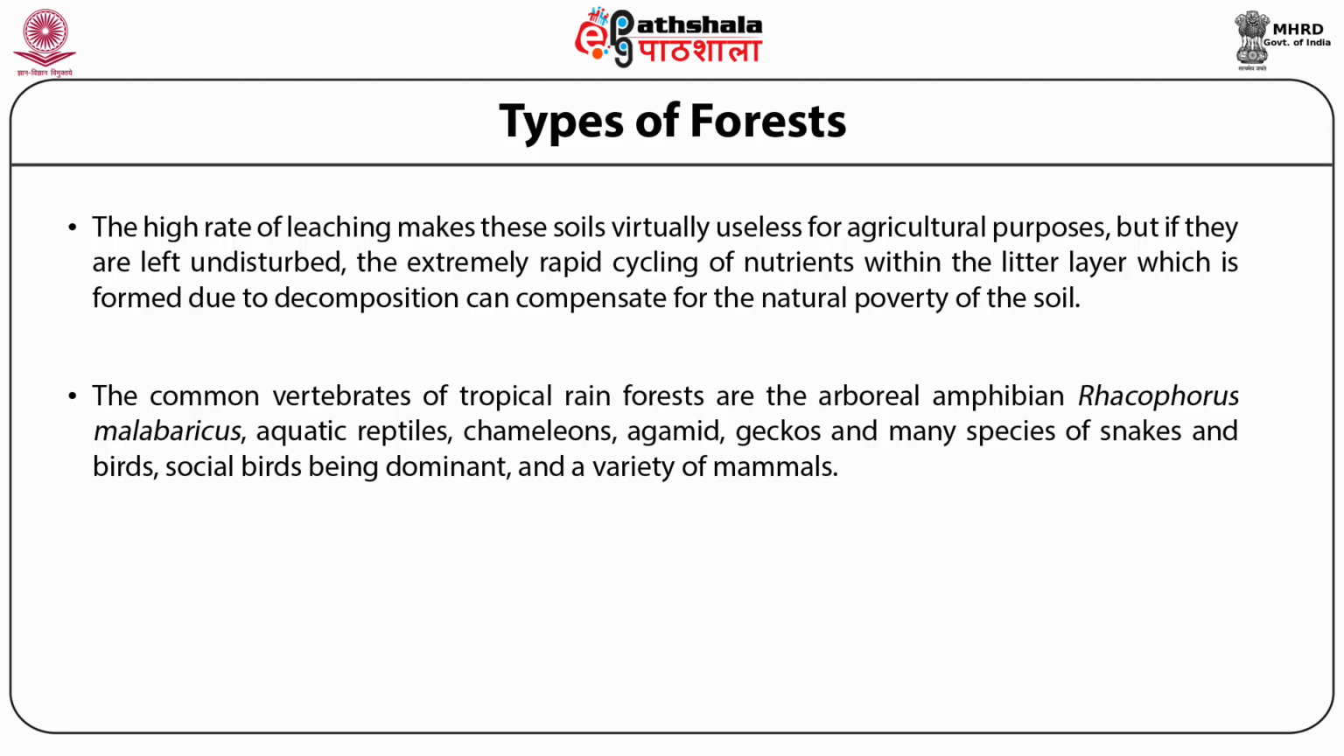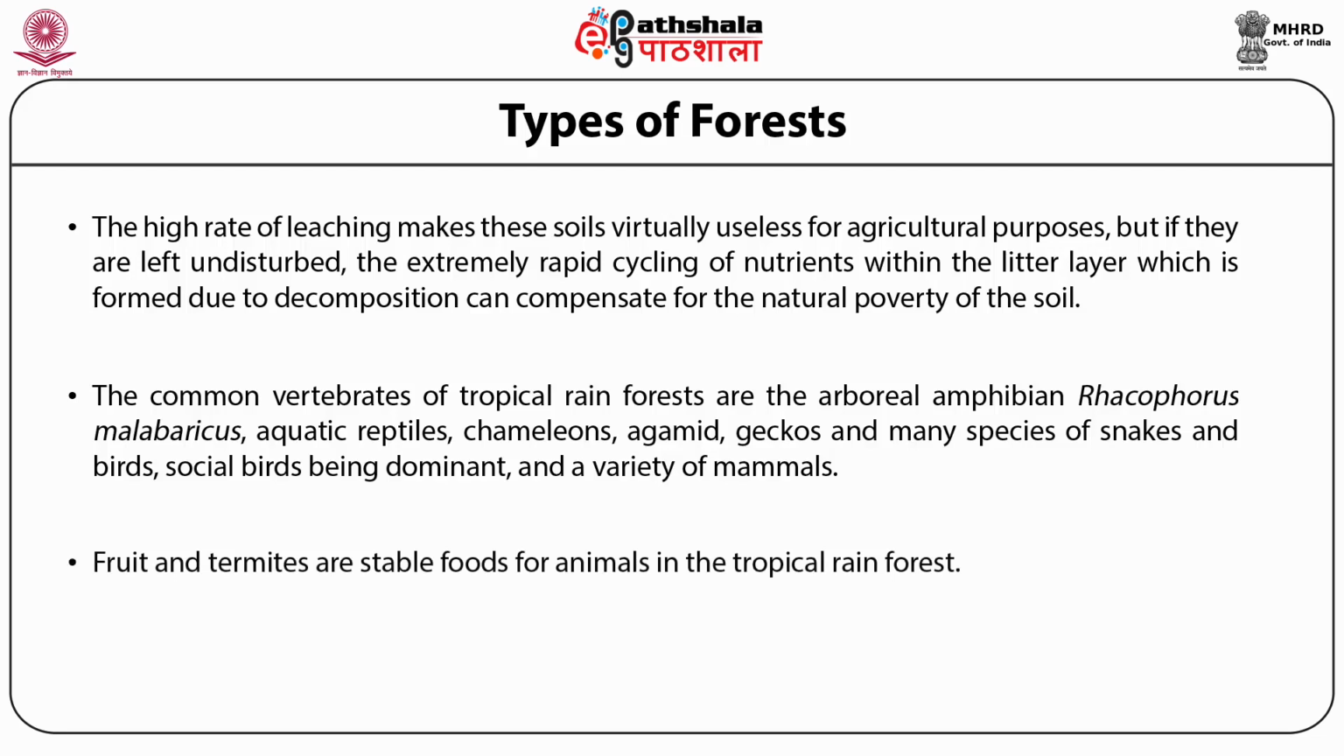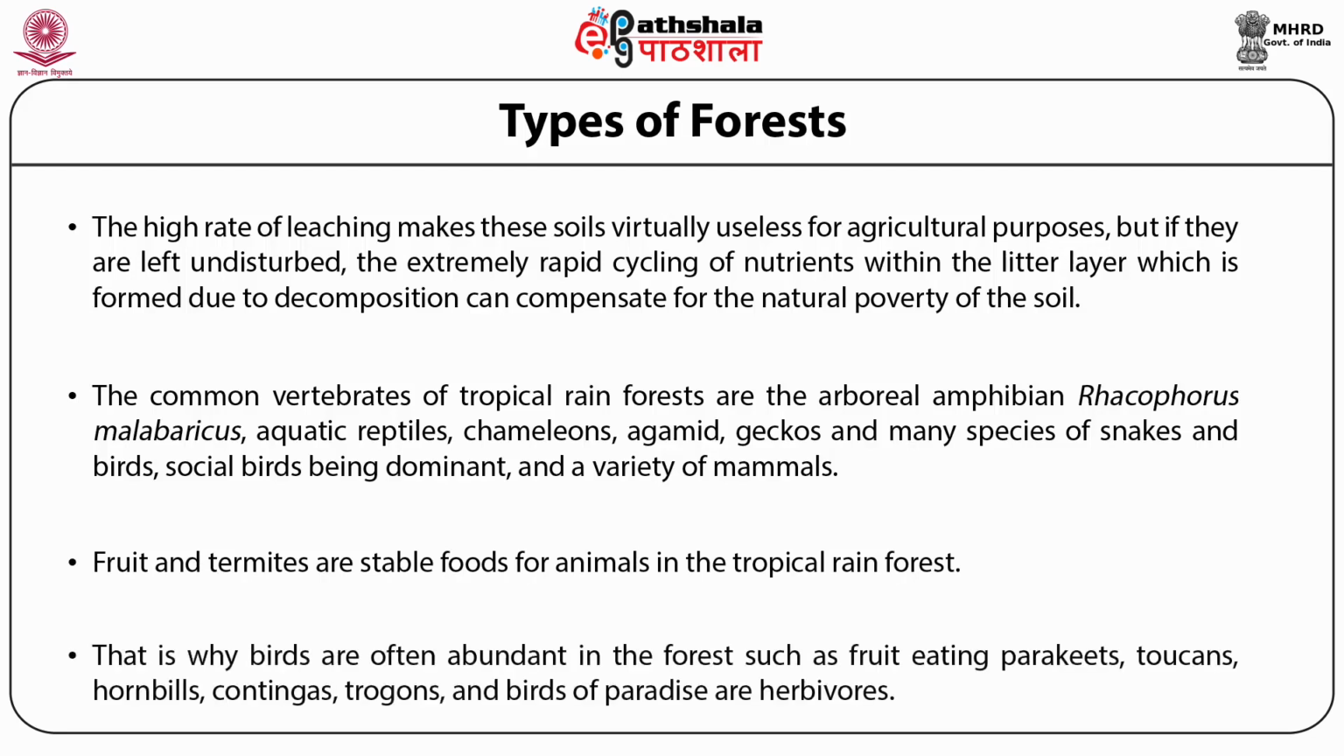geckos, and many species of jungle cats, anteaters, giant flying squirrels, monkeys, and sloths. Fruit and termites are staple food for animals in the tropical rainforest. That is why birds are often abundant in the forest, such as fruit-eating parakeets, toucans, hornbills, cotingas, trogons, and birds of paradise.